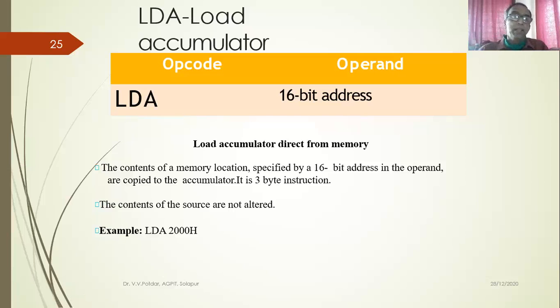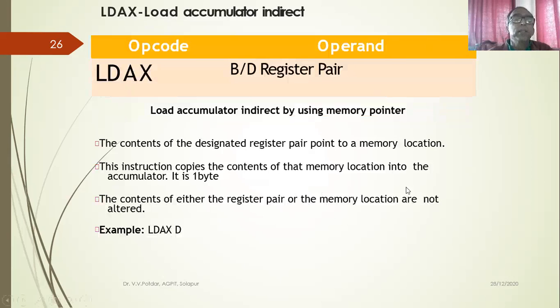It is a 3-byte instruction. The contents of the source are not altered. This is very important. LDA 2000H is an example of this instruction.